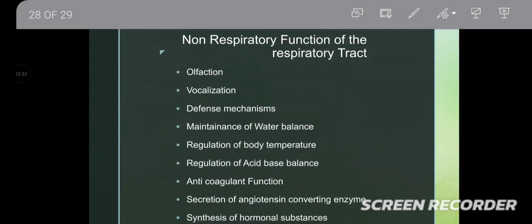Then there is also secretion of the angiotensin converting enzyme. So the angiotensin converting enzyme converts angiotensin 1 into active angiotensin 2, which plays an important role in the regulation of what? Extracellular fluid volume and blood pressure.